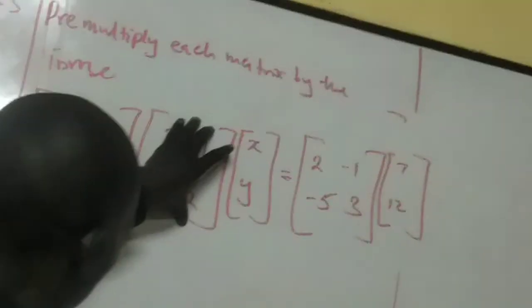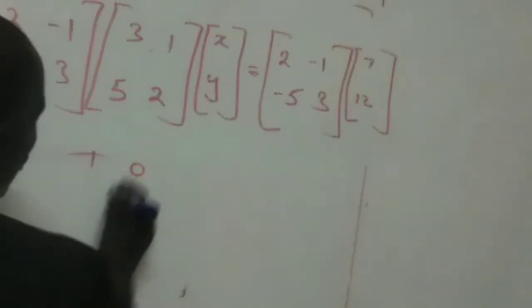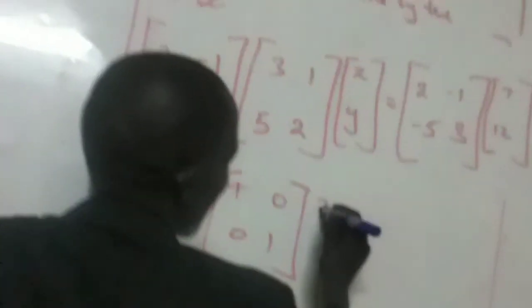So we multiply this matrix by this. But in our previous discussion, when you multiply a matrix by its inverse, then what do you get? You get the identity matrix. So this matrix multiplied by this will give us 1, 0, 0, 1, which is the identity matrix. Then we have x, y.